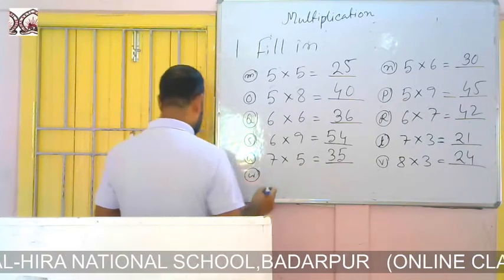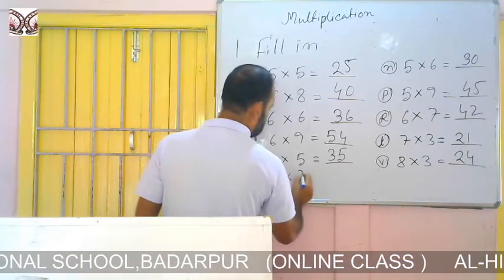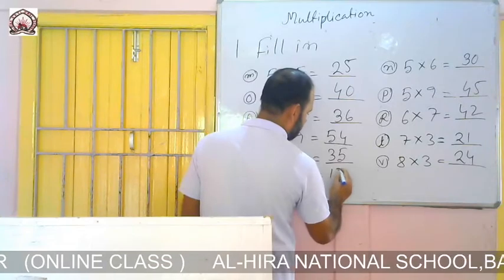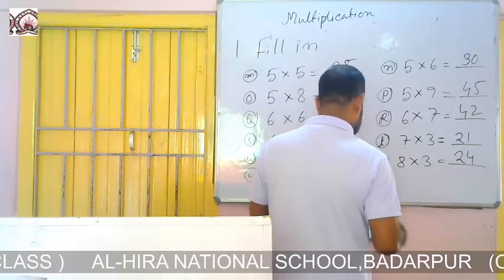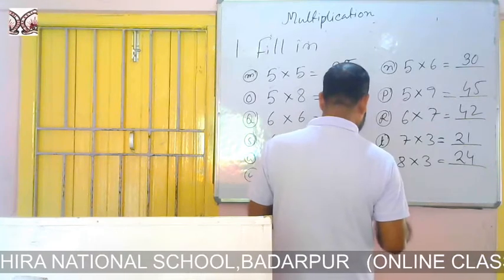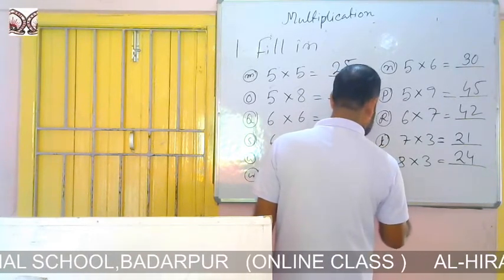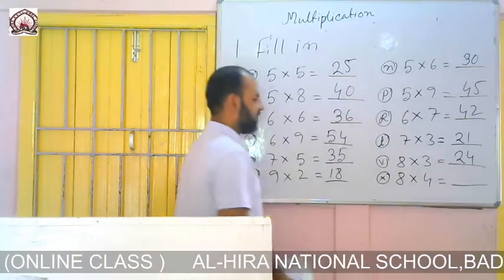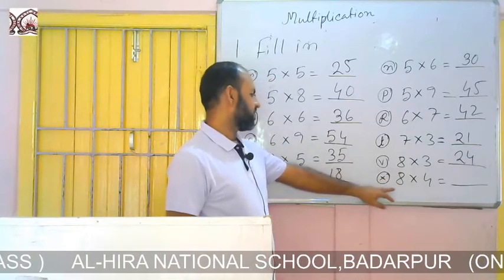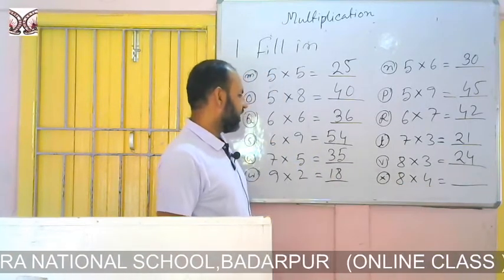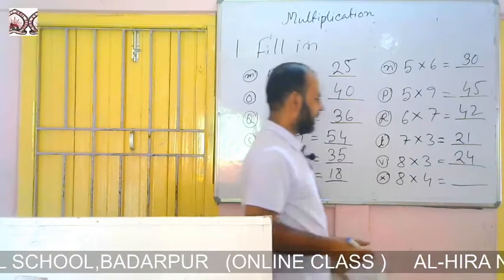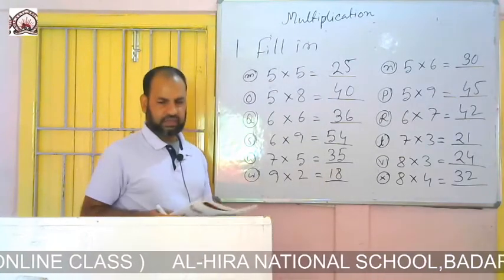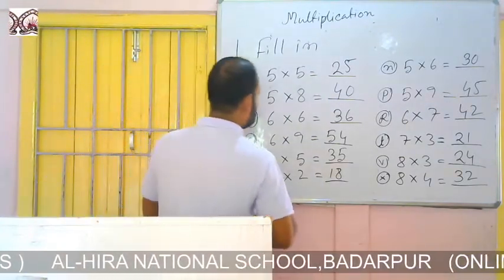Next, 9 2s are. So 9 1s are 9, 9 2s are 18. Next, 8 4s are. 8 1s are 8, 8 2s are 16, 8 3s are 24, 8 4s are 32. Next question number 2.